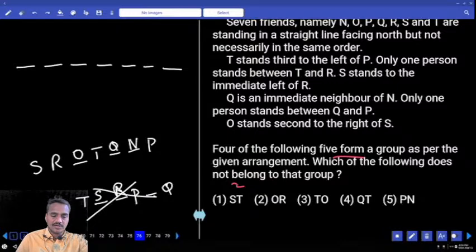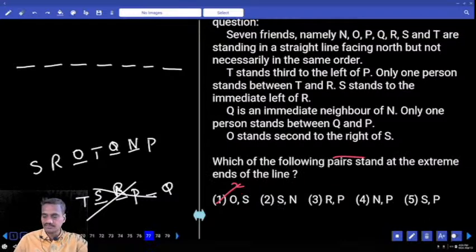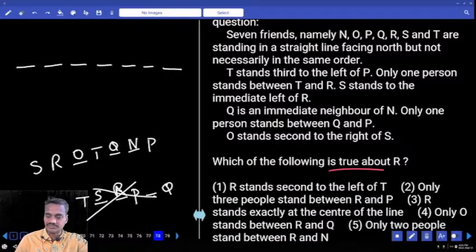And O and R, they are adjacent to each other. And T and O, they are adjacent to each other. Q and T adjacent, P and N are adjacent, except choice 1. And in the remaining, the persons are adjacent to each other. And which of the following pairs stands at the extreme ends? S and P, choice 5, question number 77.